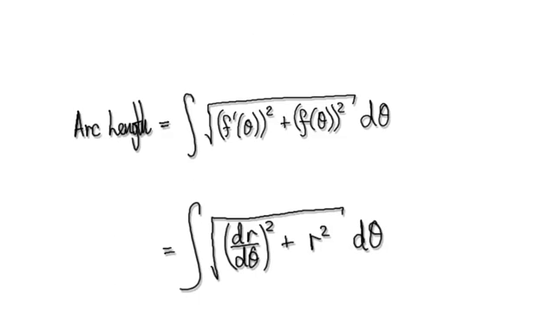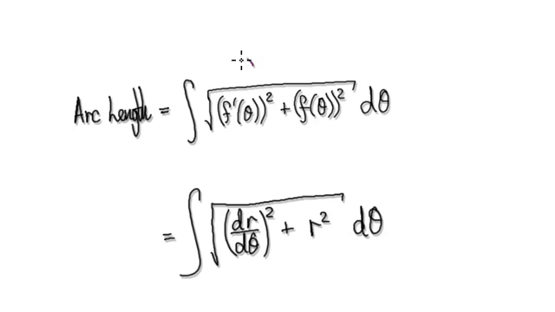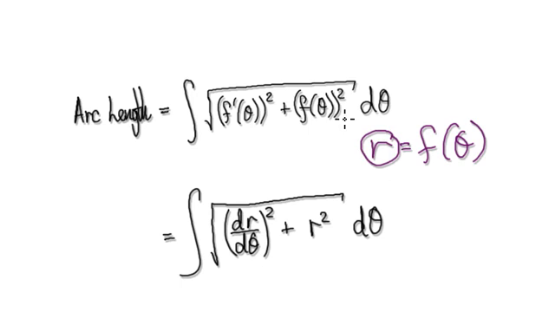Okay, let's give you guys an example. So in the previous video, we've seen this. The arc length is given by this. And remember, the radius is a function of the angle. So we can put the r into f of theta. So that can become this.